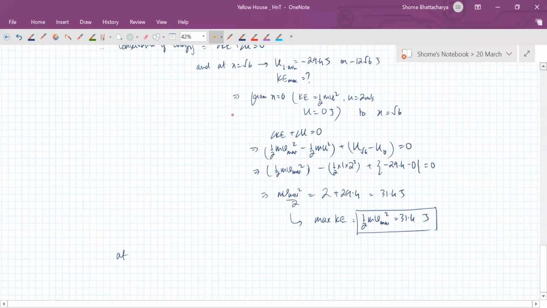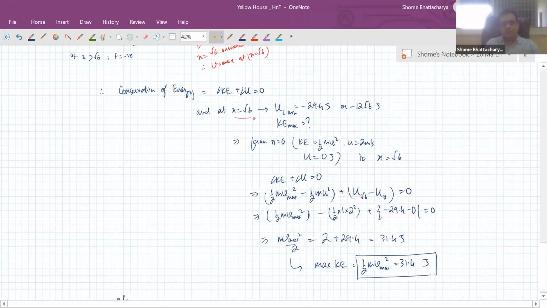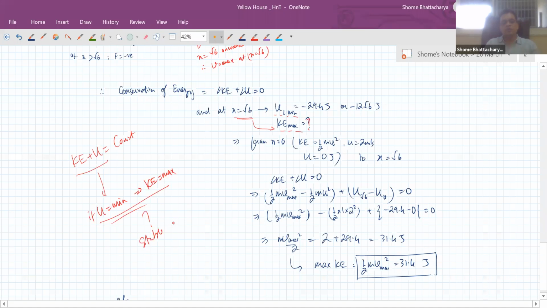So at this point, x equal to root 6, the potential energy is minimum. So at that point only, kinetic energy must be maximum. In general, the sum of kinetic energy plus potential energy is constant. So if potential energy is minimum at some point, that means kinetic energy is maximum at that same point. This is occurring at the stable equilibrium position.